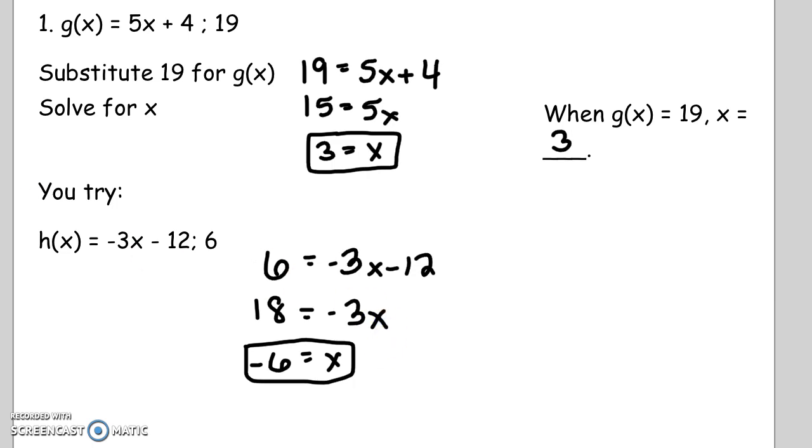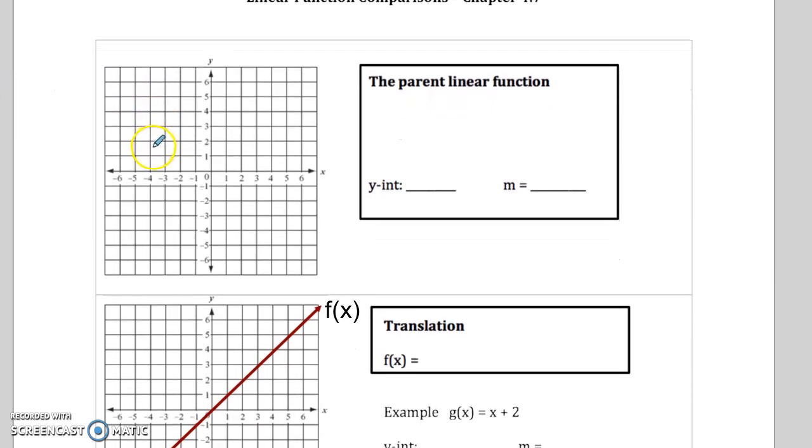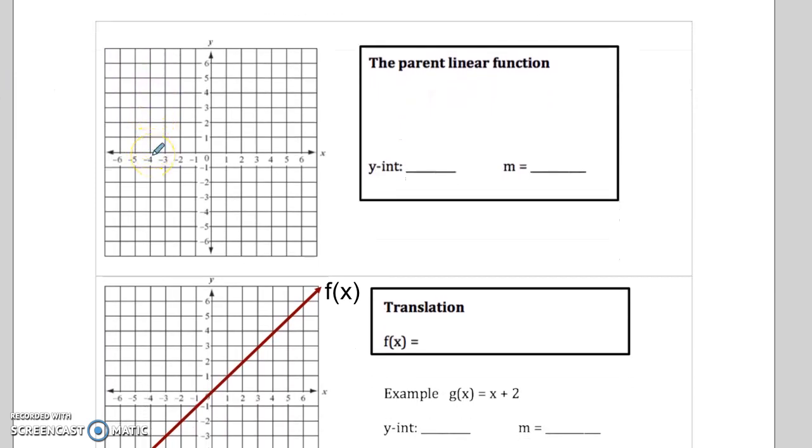Okay, so on the next page, what we're going to do now is actually start graphing these linear functions, but on top of that, we're going to start doing some comparisons. So when we talk about our comparisons, we're going to use some keywords I'll introduce to you, and then we're going to be very specific as to what the comparison was.